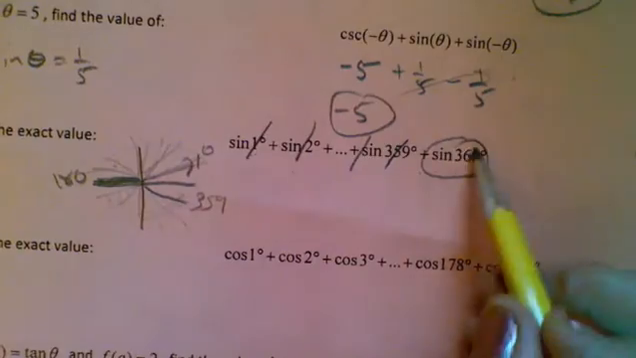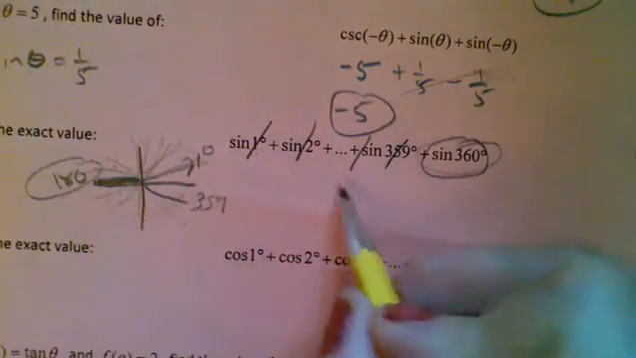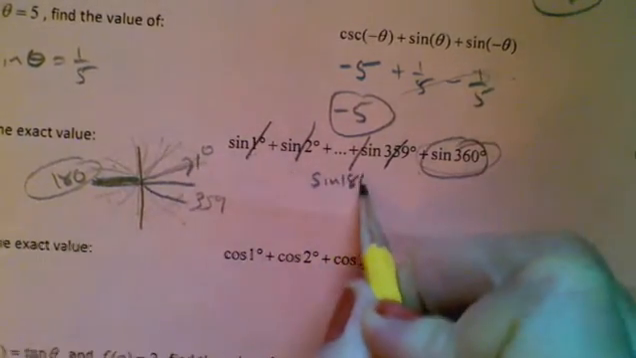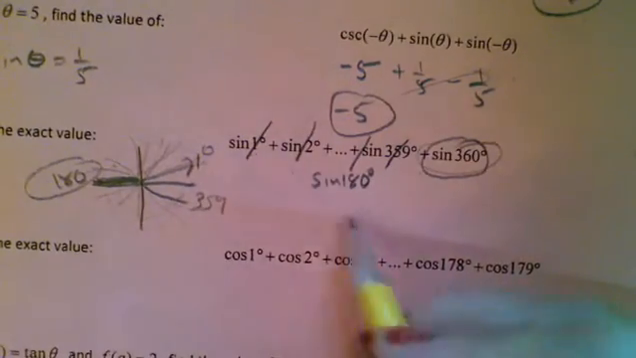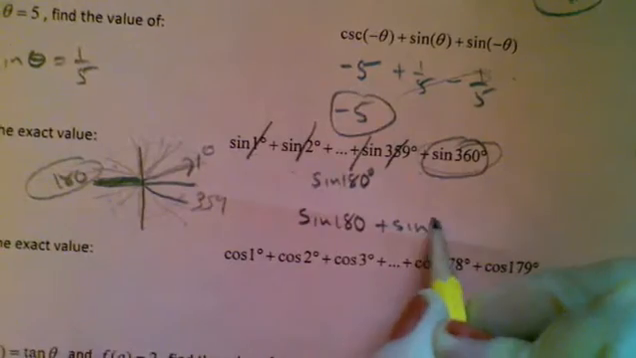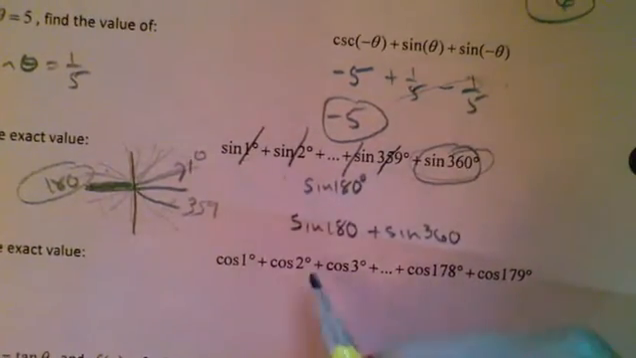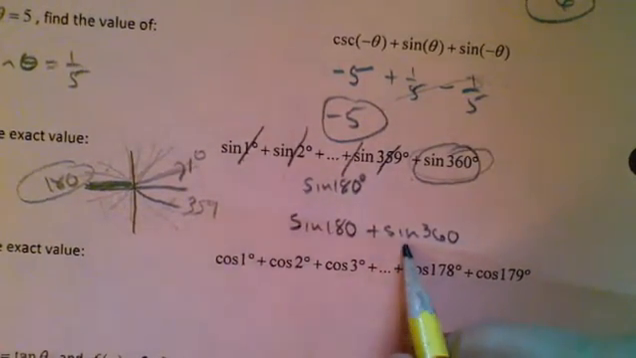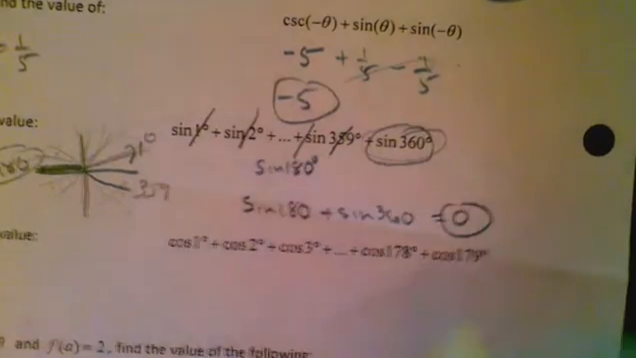So I have this sine of 360, and I also have the sine of 180 in the middle that doesn't have a pair. So then I just have to say, what is the sine of 180 plus the sine of 360? They're the only two that didn't have a pair. Sine of 180 is 0. Sine of 360 is 0. So my final answer is 0.